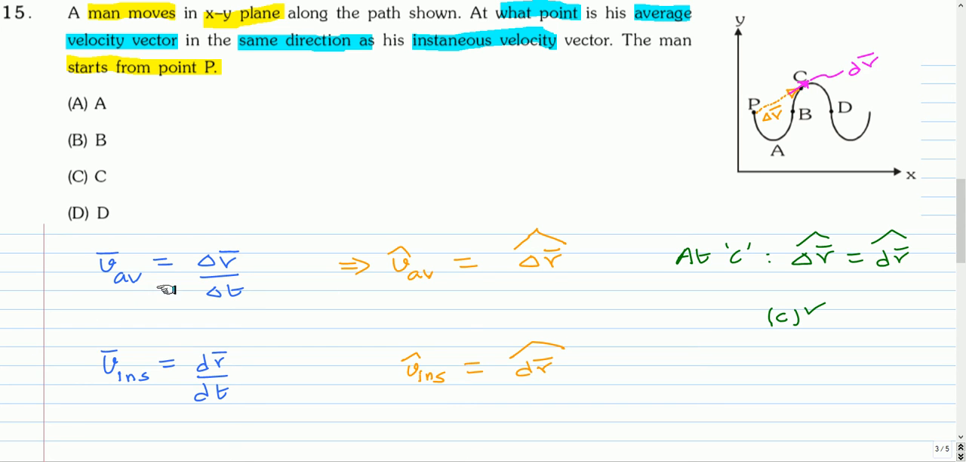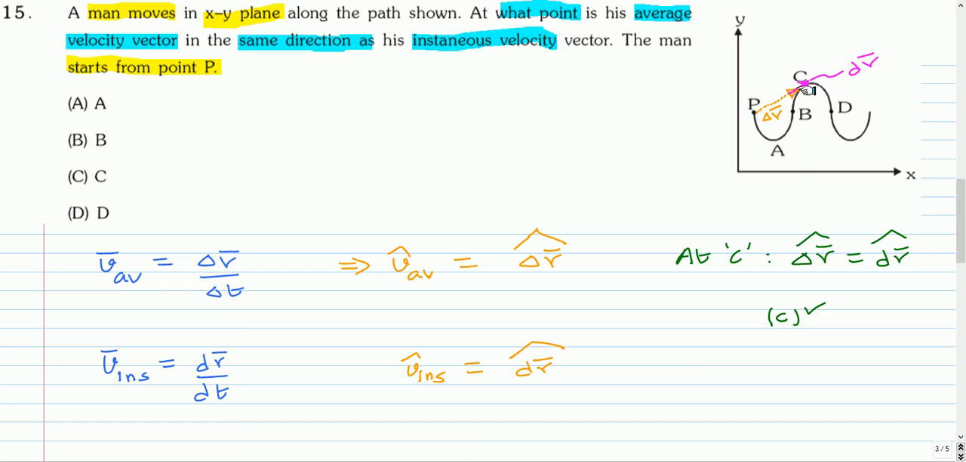Average velocity vector is given as delta r by delta t, where delta r is the displacement. It is the vector joining the initial point and the final point. So the direction of the average velocity is the same as the direction of delta r, the displacement. Instantaneous velocity is given as dr by dt. So the direction of instantaneous velocity is the direction of dr, and the direction of dr is along the tangent of the path.